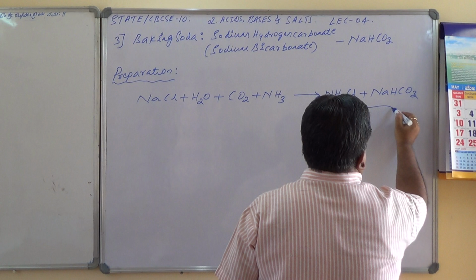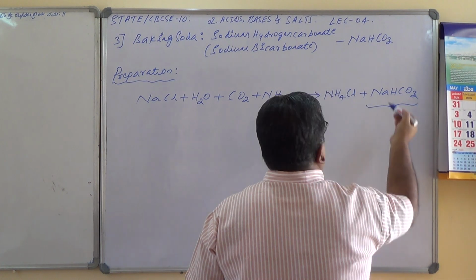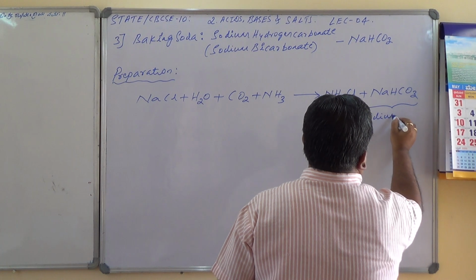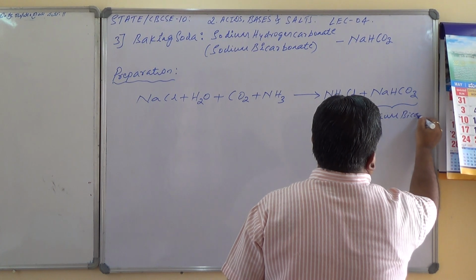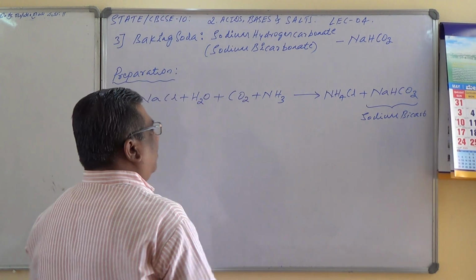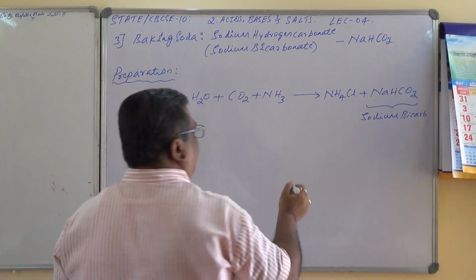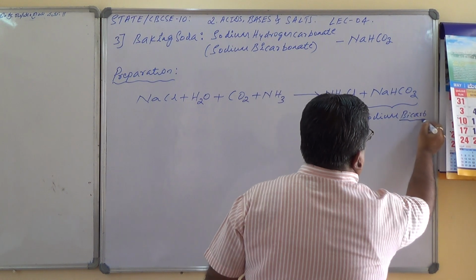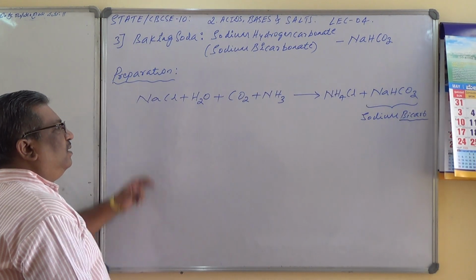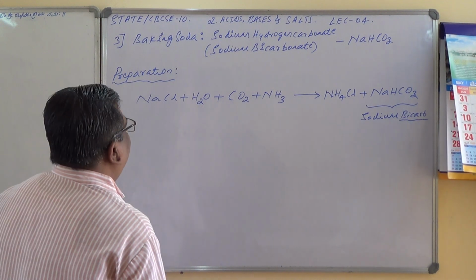What is this compound? This is what we require, the salt, and this salt is nothing but sodium bicarbonate. Sometimes we also simply call this sodium bicarb or sodium bicarbonate. Both are okay, either bicarb, sodium bicarbonate or sodium hydrogen carbonate. This is the chemical reaction, how it is prepared.